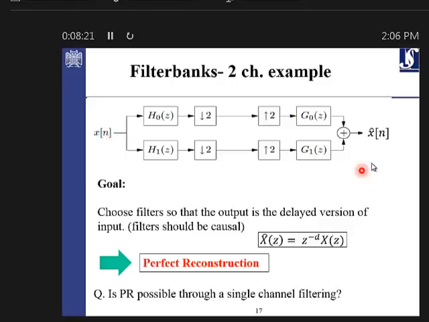Okay? And some samples delay in the z domain could be simply represented by z to the power of minus d. D samples delayed. So that's what we desire to have: the output in the z domain looks like this with respect to the input, just some delays in the samples. That's the best thing that we can have. And if you can satisfy this condition, then the type of filter bank you design is called perfect reconstruction. Perfect reconstruction. So a perfect reconstruction filter bank is the one which can satisfy this condition.